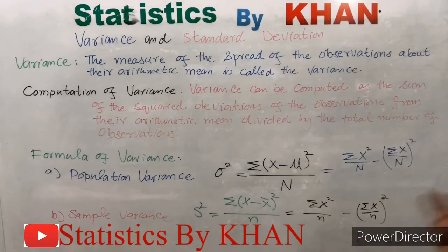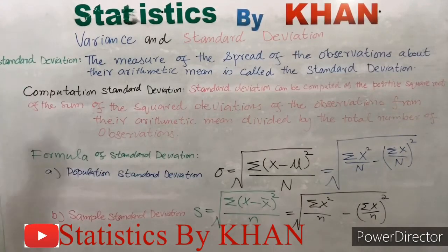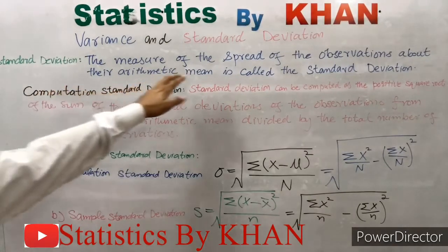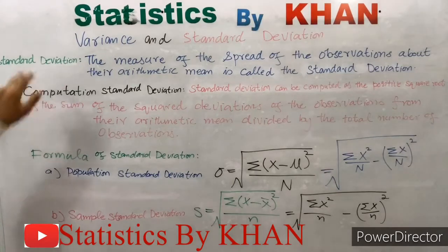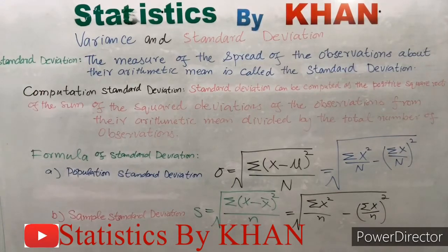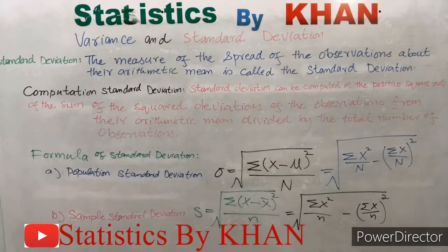If we have variance, we can obtain the standard deviation, and if we have standard deviation, we can obtain the variance. Okay, so if we modify this variance definition for the standard deviation, now this becomes the standard deviation. The measure of the spread of the observations about their arithmetic mean is called the standard deviation. So we have modified the definition of the variance for the standard deviation. Now, how is the standard deviation computed? Standard deviation can be computed as the positive square root of the sum of the squared deviations of the observations from their arithmetic mean divided by the total number of observations.